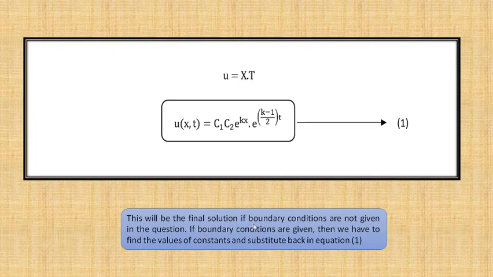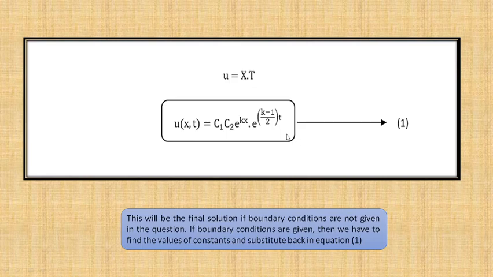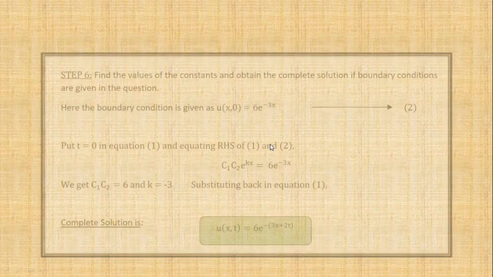This will be the final solution if boundary conditions are not given in the problem. But in our problem, one boundary condition is given. Hence, we have to evaluate the value of the constant by using the boundary conditions. And in the problem, it is given that u of x,0 is equal to 6 into e raised to minus 3x. And now we evaluate u of x,0 by putting t equal to 0 in the above solution to get the value of u of x,0.